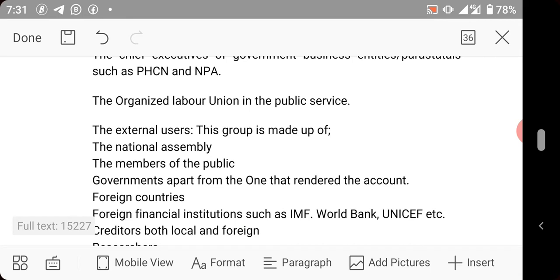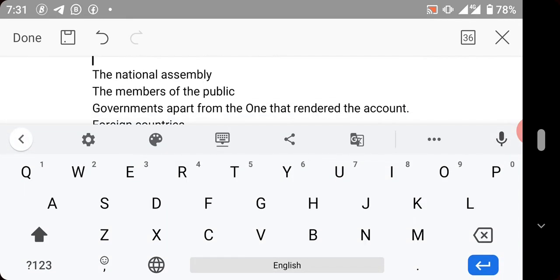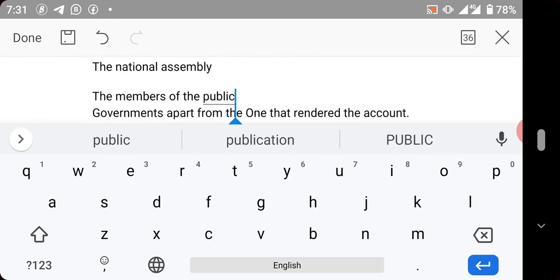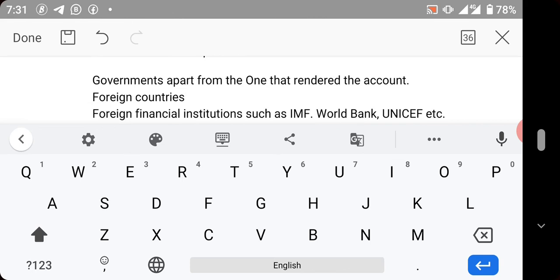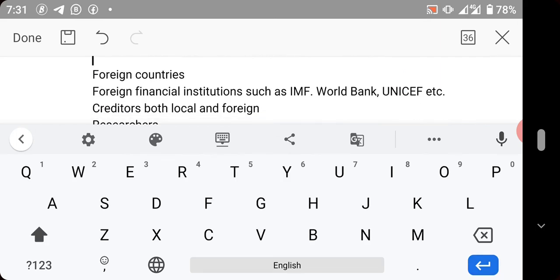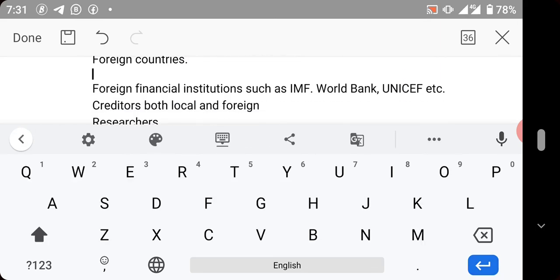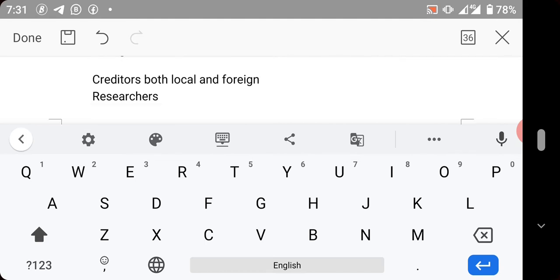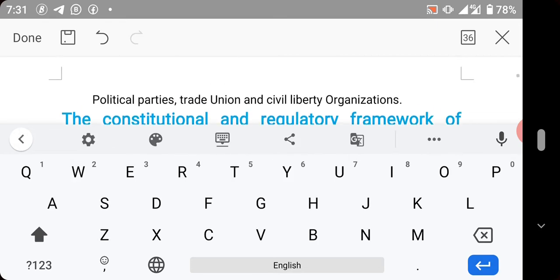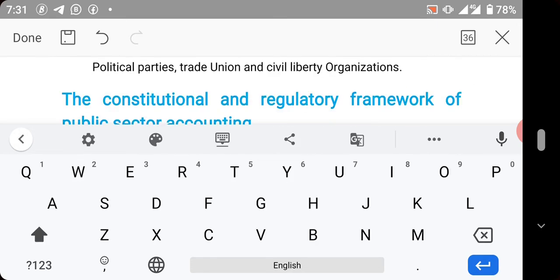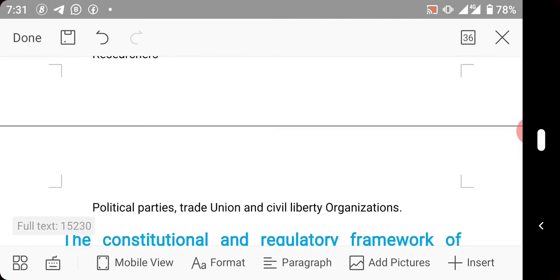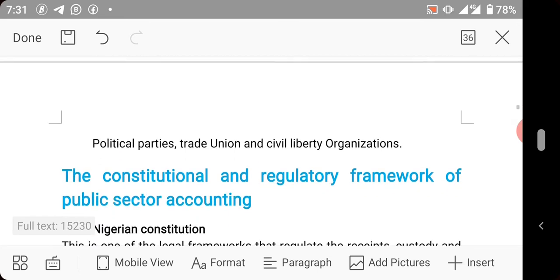The external users, this group is made up of the National Assembly, you know what that is, members of the public, government apart from the one that is rendering account, foreign countries such as Cameroon, foreign financial institutions such as IMF, World Bank, UNICEF, creditors both local and foreign governments, researchers and all that, political parties. So these are external users. So you must know the examples of external users. You must know the examples of internal users.